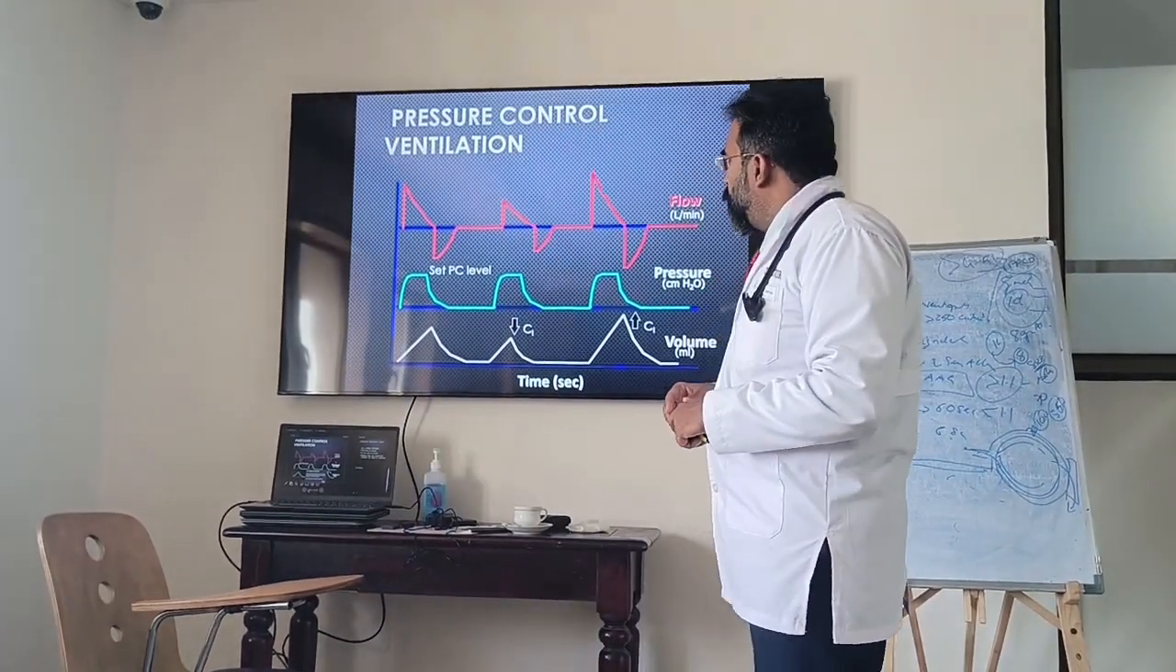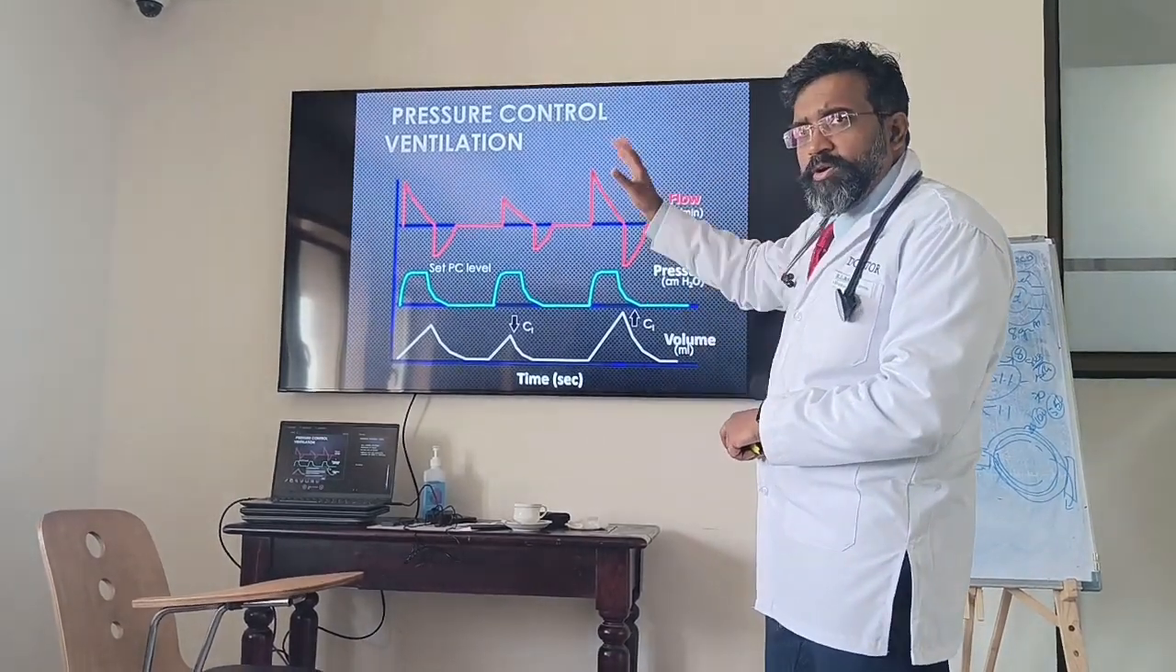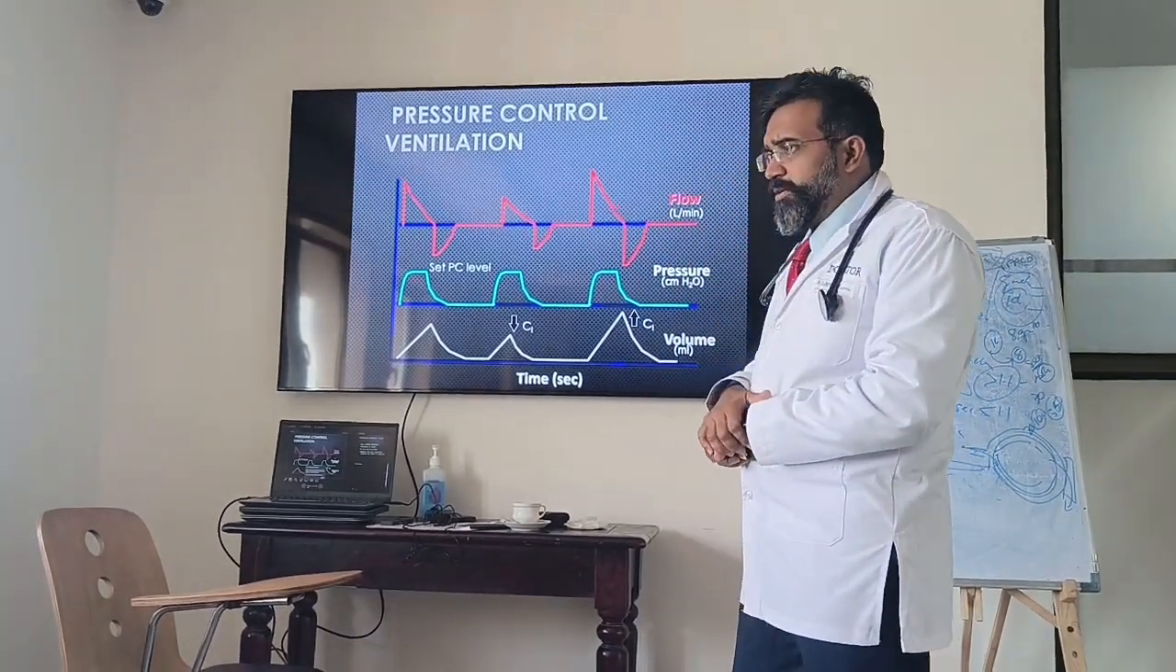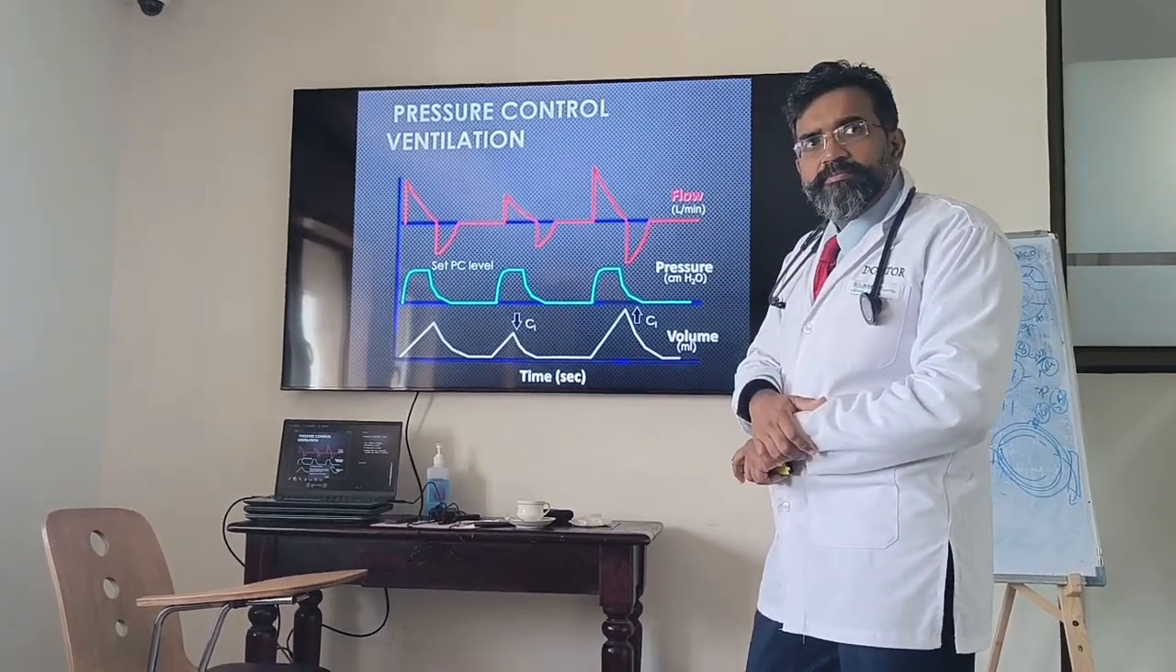Okay. Now let's go to this. Now don't look at what is written on top. Take the breath type here. So what is the trigger here? What is the trigger?